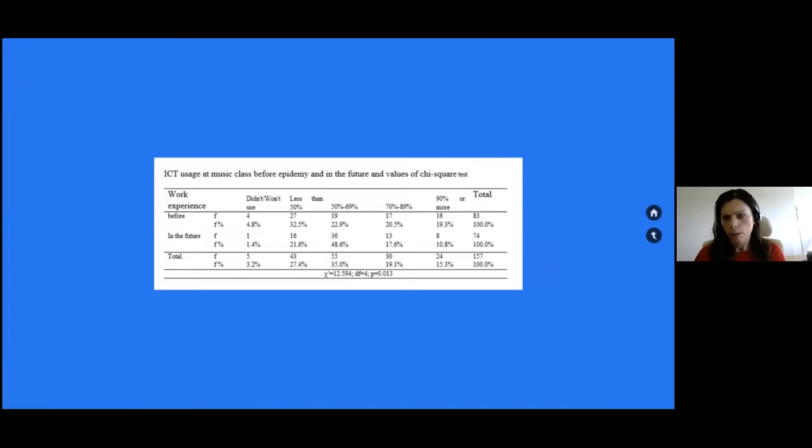Now, regarding the usage of ICT, we can see that the difference between before and in the future, how much they will use it in school, is statistically significant. Before, a bit less of ICT in percentages was used by music teachers, less than 50%, a third of them said it. But in the future, most of them will use it around 50 to 69%. So a bit more, but not, let's say, in majority, more than 70%. So something in between.